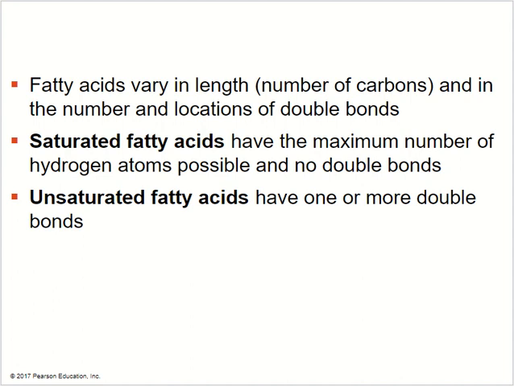Fatty acids vary in length, and that is the length of the carbon backbone, and in the number and locations of double bonds. Saturated fatty acids have the maximum number of hydrogen atoms possible, and no double bonds. Unsaturated fatty acids essentially have a fatty acid side chain that has at least one double bond, maybe more.